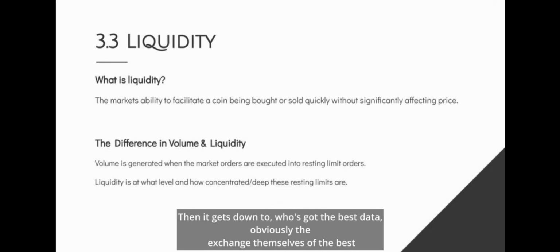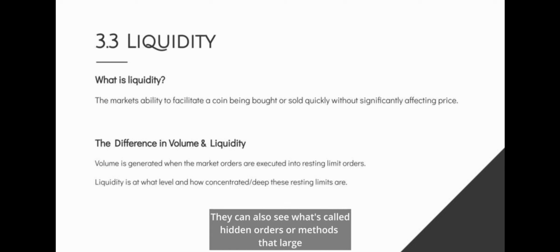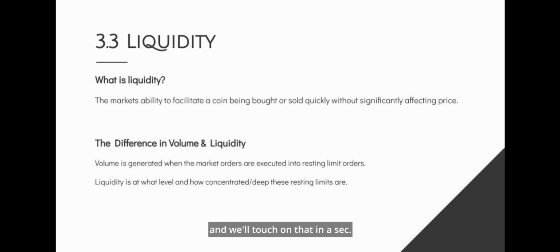Then it gets down to who's got the best data. Obviously, the exchanges themselves have the best view of market liquidity because they can see exactly what orders and where are on the books. They can also see what's called hidden orders, or methods that large players use to hide their orders. We'll touch on that in a sec.